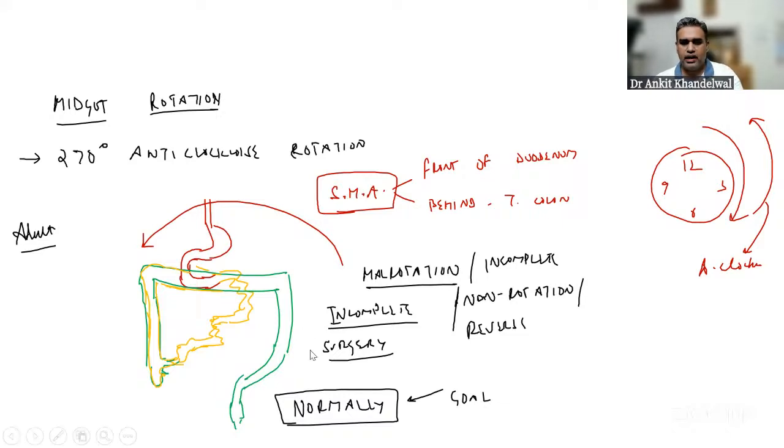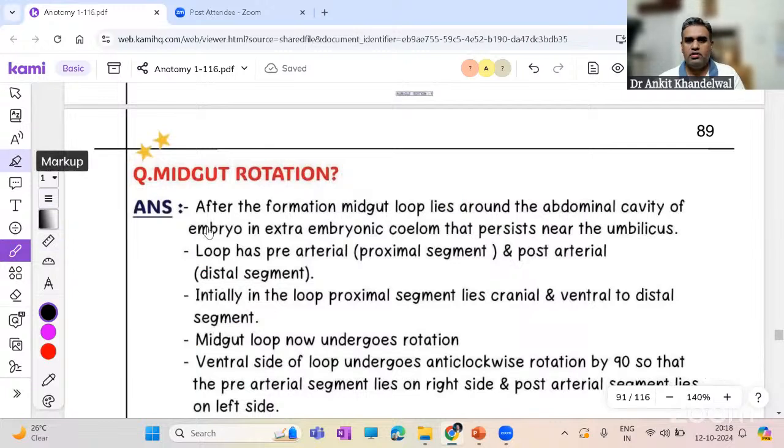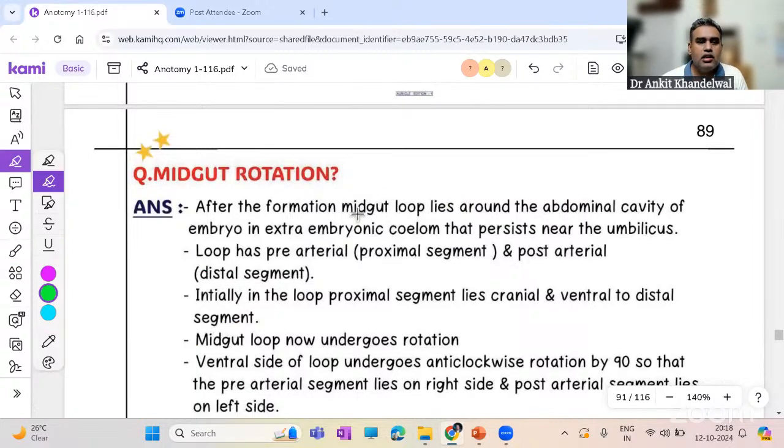So moving back to the discussion over here, let us come to this point of the notes. After the formation of the midgut loop, it lies in the abdominal cavity of the embryo, passing near the umbilical region. There is a pre-arterial segment and a post-arterial segment. Now, what is pre and post-arterial segment? That is also very simple to understand.